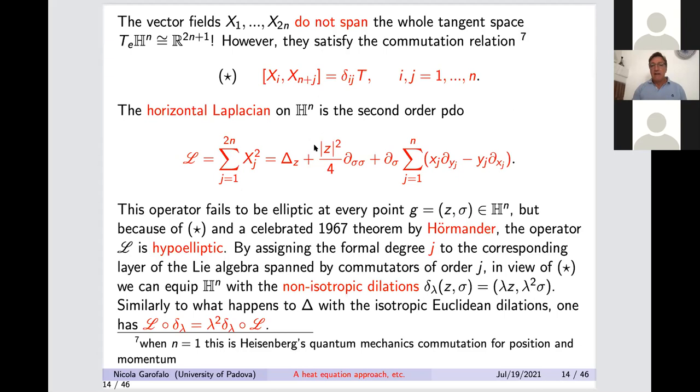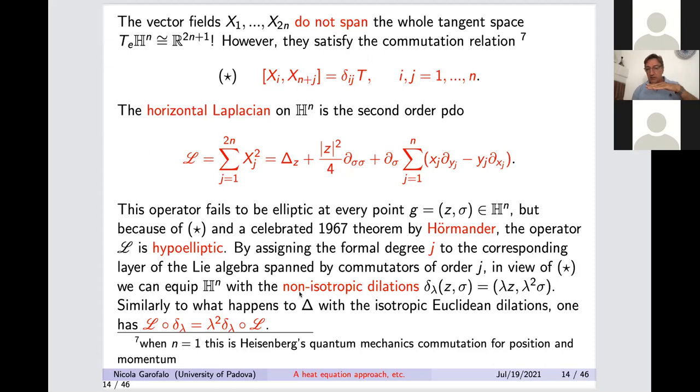According to a famous 1967 theorem by Hörmander, this star identity is, in fact in this case, necessary and sufficient to decide the hypoellipticity of this operator. So this operator is not elliptic, but it's hypoelliptic. So it shares one important aspect with the standard Laplacian. If we assign the formal degree j to the corresponding layer of the Lie algebra, we have the horizontal layer and then we have the ∂/∂σ layer. So assign degree one to the horizontal layer and degree two to the vertical layer, because in order to generate the vertical layer, we need one commutator.